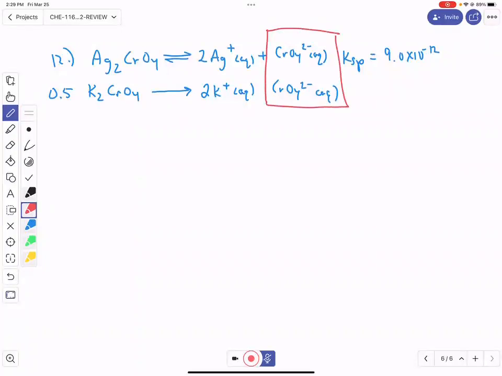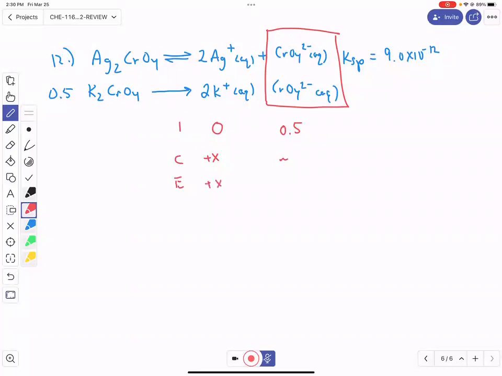So we go and set up our ICE table, right? Initial, change, and equilibrium. Initially, I'm going to have 0 silver, but initially I have 0.5 chromate from the potassium chromate because it's a strong electrolyte. And then when the silver chromate goes into solution, I'm going to get X more silver. And I can ignore that change for the chromate, basically say it's not going to matter.